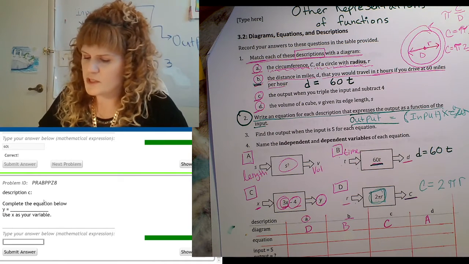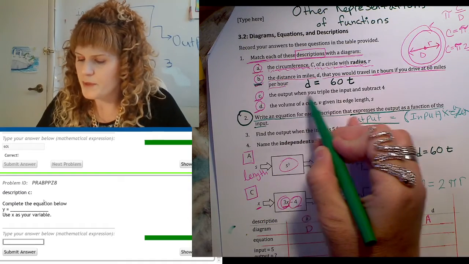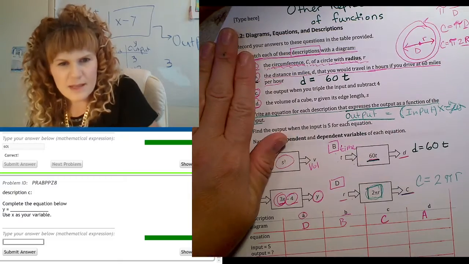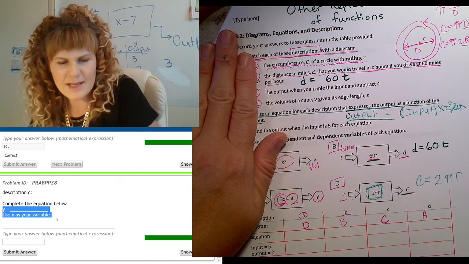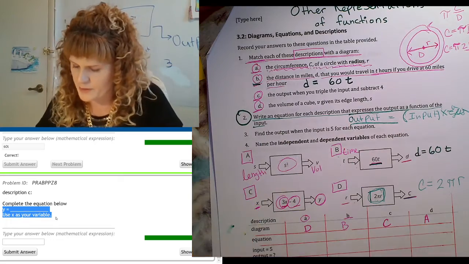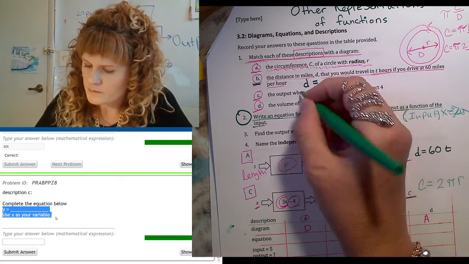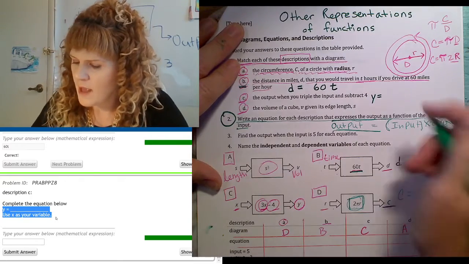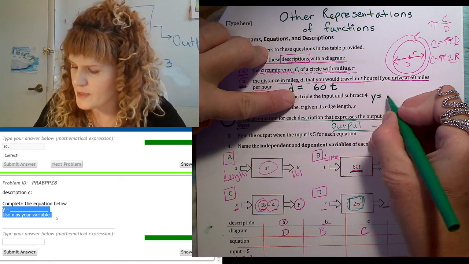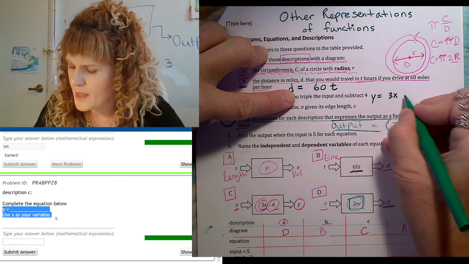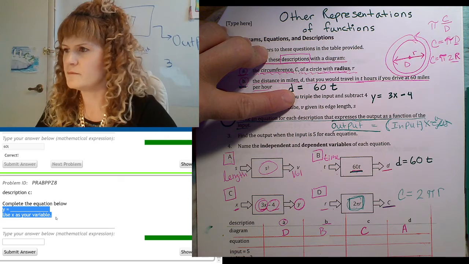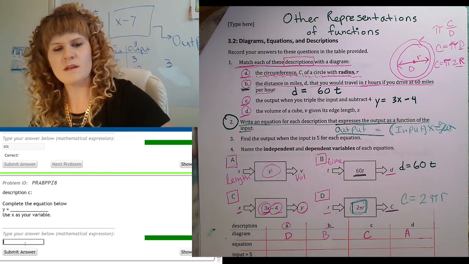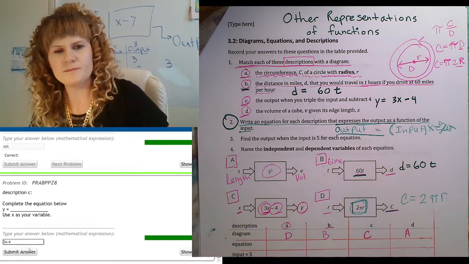Okay, now look at description C. The output when you triple the input and subtract 4. And they give you variables of y and x. So y is the output. I'll do it right here. Y is the output, and y equals, it says triple the input, so that's 3x, and subtract 4. Go ahead and type it in. 3x minus 4.